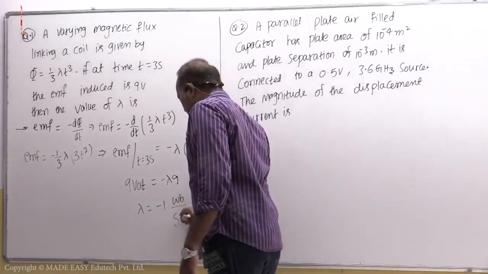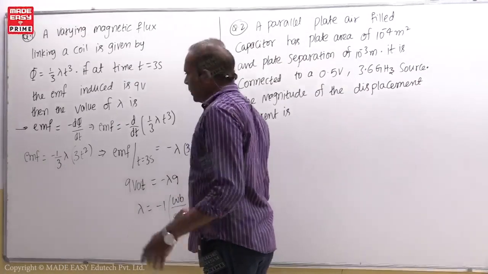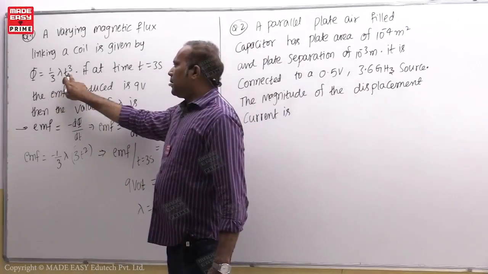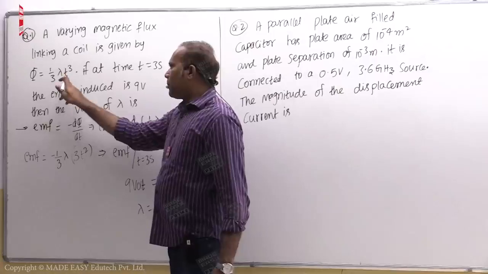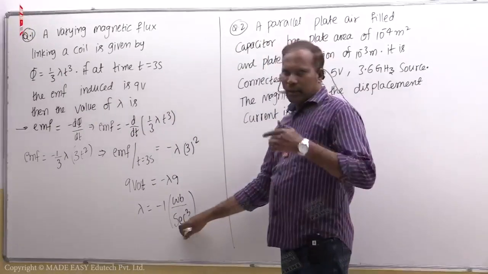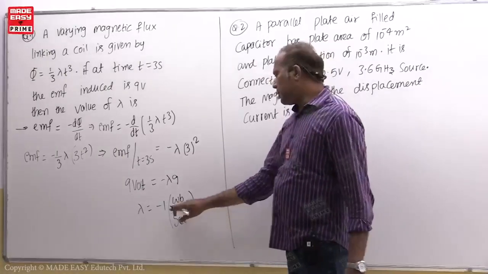Weber per second cube. If you want units from this, this is Weber, this 1 by 3 has no unit, and t cube means second cube, so Weber per second cube, right students? If answers print the unit, then this is the answer.